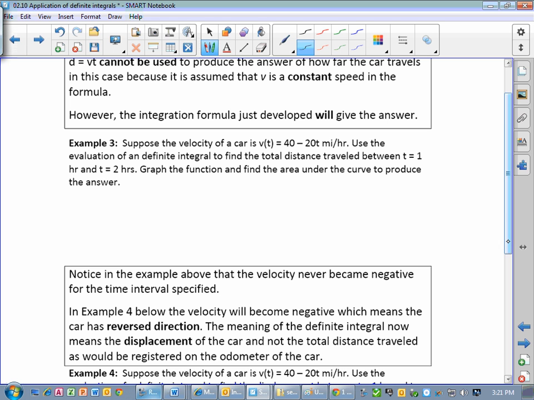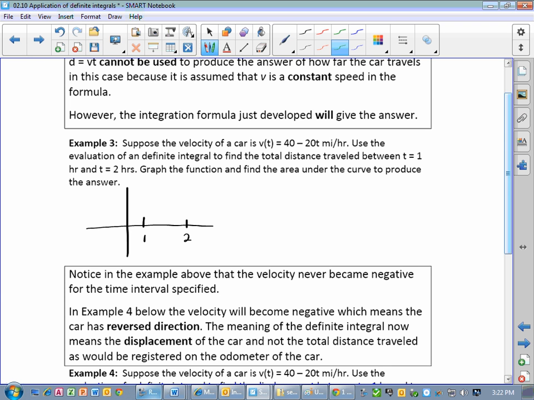So it says, suppose the velocity of a car is v of t equals 40 minus 20t miles per hour. Use the evaluation of a definite integral to find the total distance traveled between t equals 1 and t equals 2. Graph the function to find the area under the curve to produce the answer. So let's start by graphing our function. Now, what are the times that we're going to be looking at here? Okay, just 1 and 2, right? t equals 1 and t equals 2. Now, 40 minus 20t, what kind of function is this?